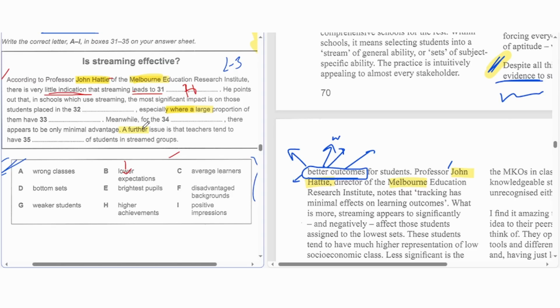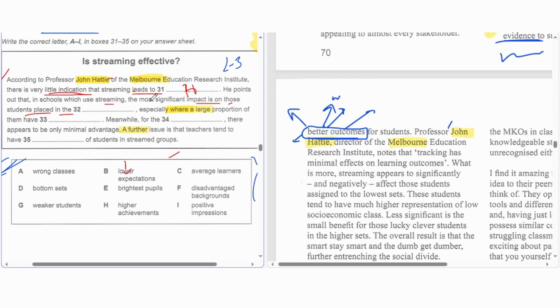Very quick. This class should not go for a long time. This class should be very small because this is a very small thing and I'm going to teach you in the easiest way. He points out that in schools which use streaming, the most significant impact is on those students placed in the dash. So the most significant impact on what type of students? That's what they are looking for here, nothing else.